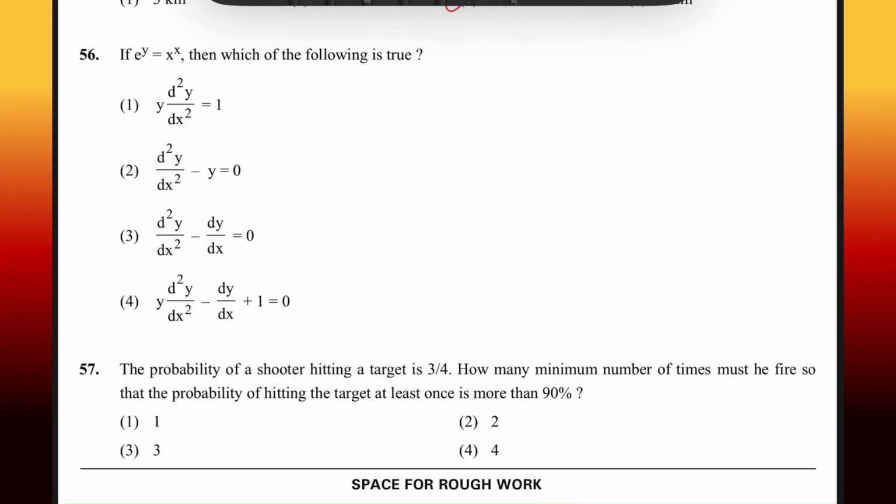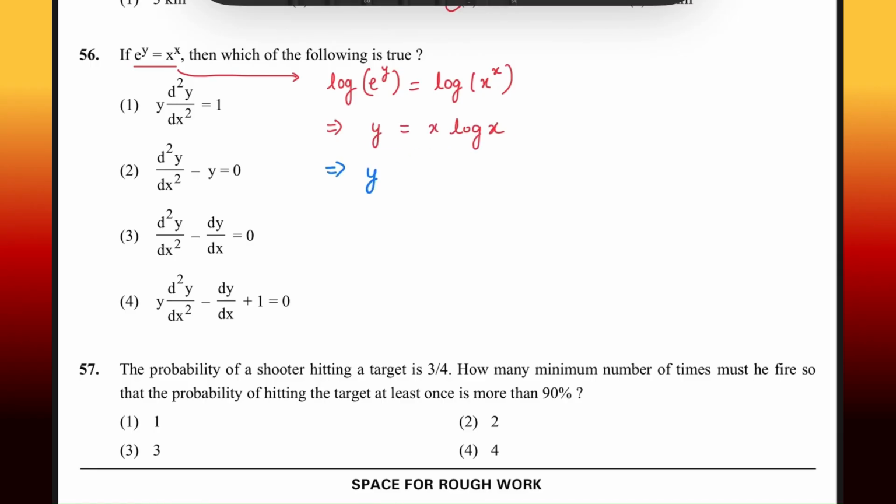Let's move on to question number 56. You are given an equation in x and y, and then he's asking about the double derivative. So let's take log both sides because you are given x in the powers. So that gives you log e to the power y equals log of x to the power x. That means y equals x log x. So y equals x log x.